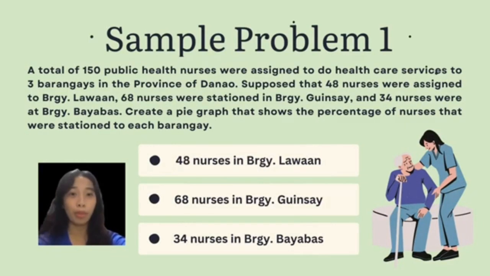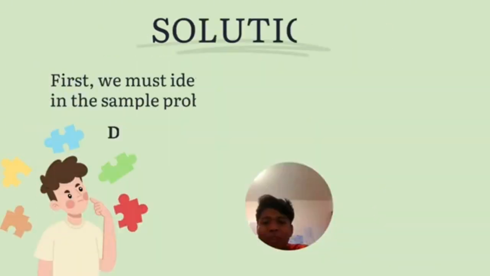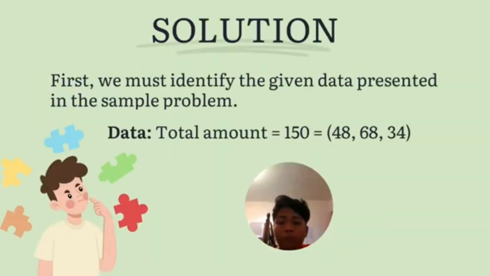So for the first sample problem, a total of 150 public health nurses were assigned to do healthcare services in 3 barangays in the province of Danao. Suppose that 48 nurses were assigned to Barangay Lawaan, 68 nurses were stationed in Barangay Ginsay, and 34 nurses were at Barangay Bayabas. It is our task to create a pie graph that shows the percentage of nurses that were stationed to each barangay. Again, the given were 48 nurses in Barangay Lawaan, 68 nurses in Barangay Ginsay, and 34 nurses in Barangay Bayabas. Thank you, Anne, for that sample problem.